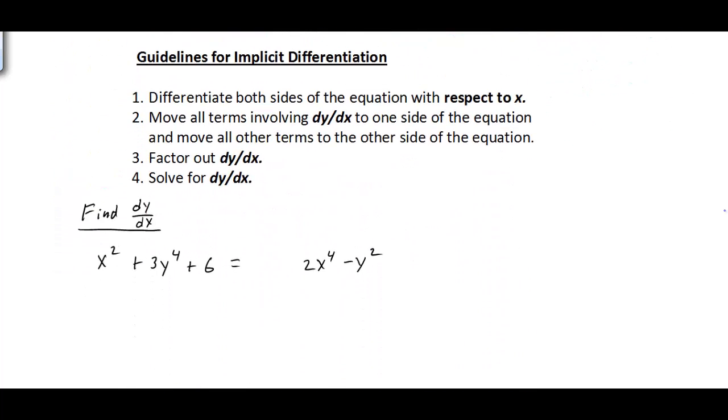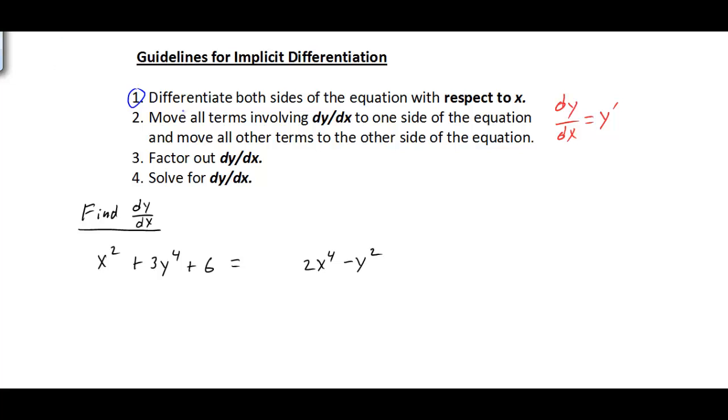All right, here we have a list of some guidelines to help you with implicit differentiation. Step number 1 says we want to differentiate both sides of the equation with respect to x. Step 2 says we're going to move all the terms involving dy dx to one side and move all the other terms to the other side of the equation. Step 3, factor out dy dx. And then step 4, we want to solve for dy dx. Keep in mind, to make the notation a little bit easier, instead of writing dy dx, we're just going to simply write y prime.